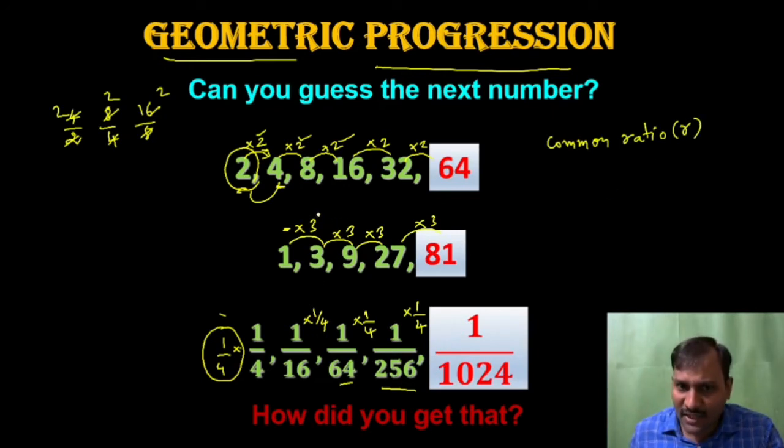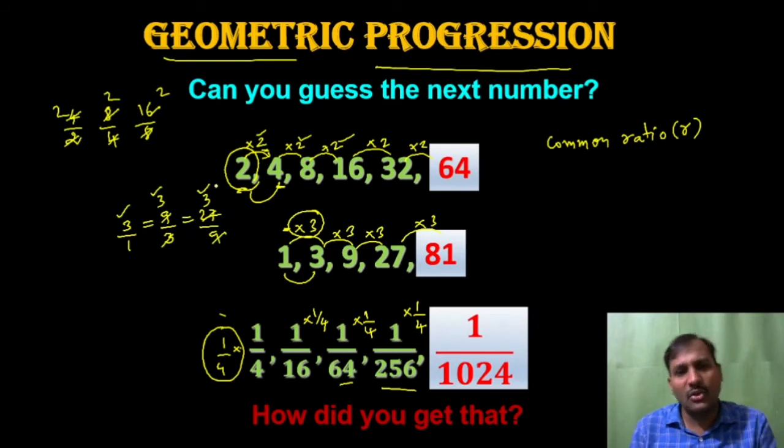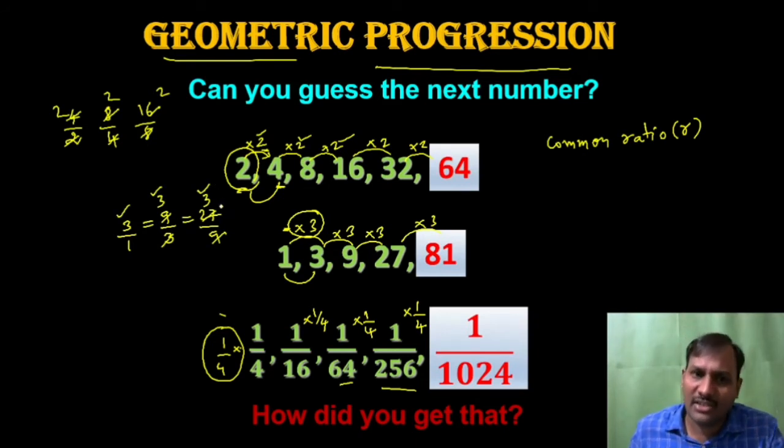And here that fixed number is 3. That constant number is 3. Therefore the common ratio, if you observe here, 3 by 1 is equal to 9 by 3 is equal to 27 by 9. See, 3 ones are 3, 3 threes are 9, 9 threes are 27. So the ratio between any two consecutive terms is constant.